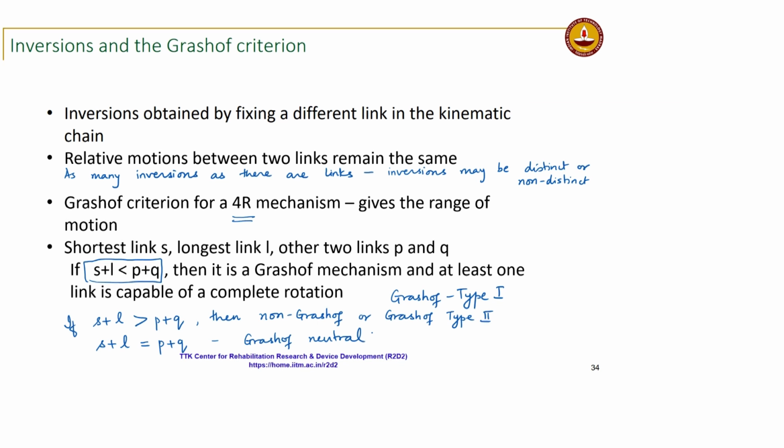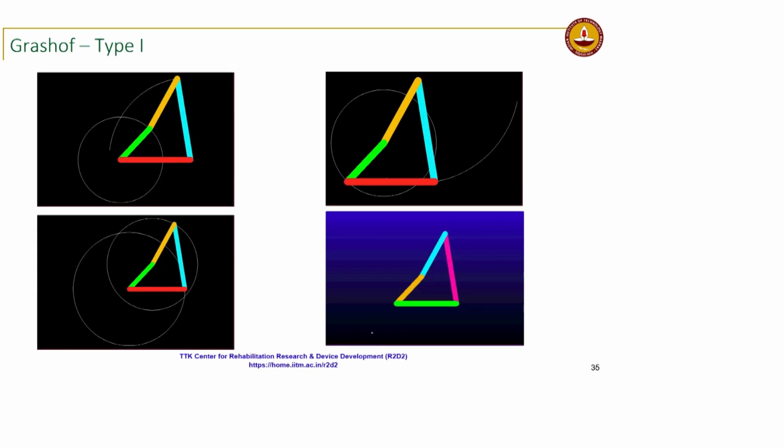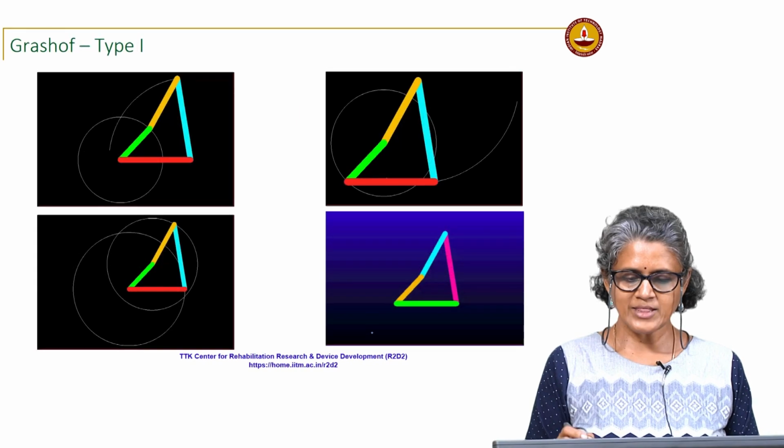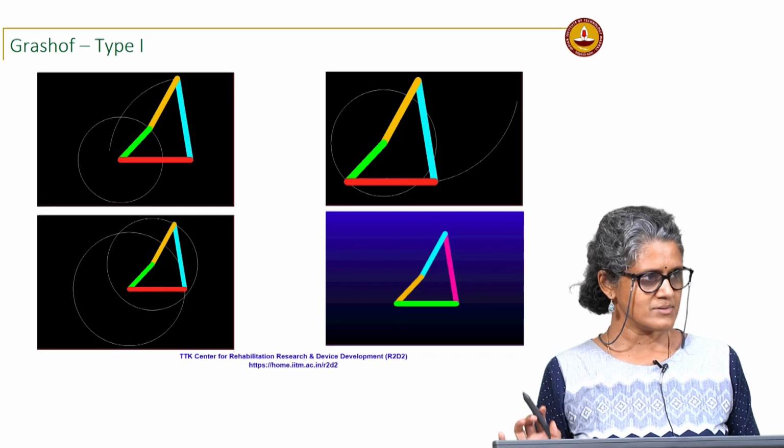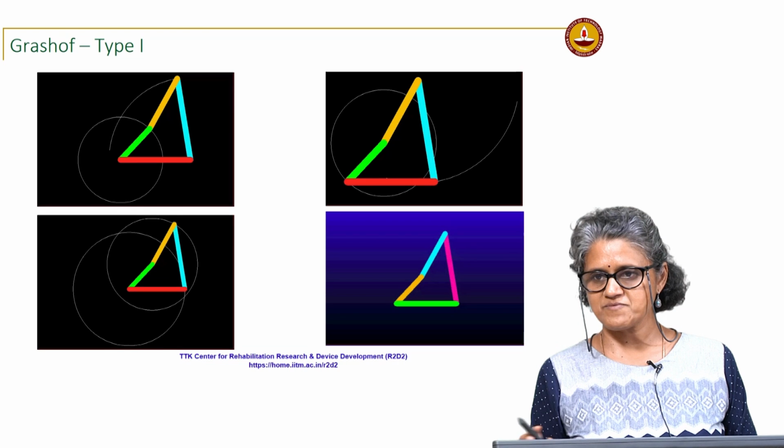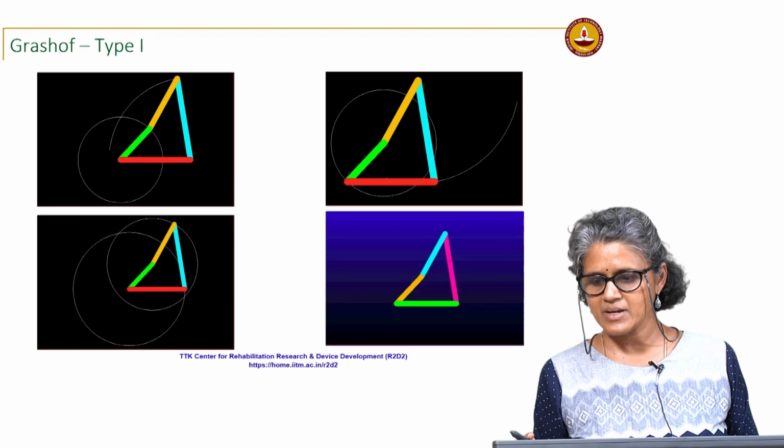The relative motion always remains the same. But if I fix a different link in the kinematic chain, I get a different behavior with respect to the absolute frame. So, in all these you can see that the relative configurations of the links is the same, right.